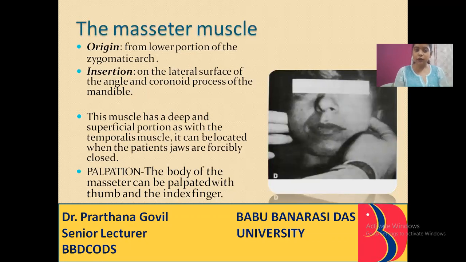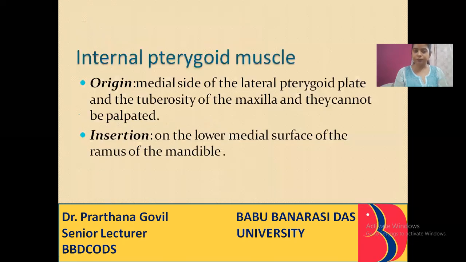The masseter muscle originates from the lower portion of the zygomatic arch. It inserts on the lateral surface of the angle and coronoid process of the mandible. Now, the body of the muscle can be palpated with the thumb and the index finger, as you can see in the figure.